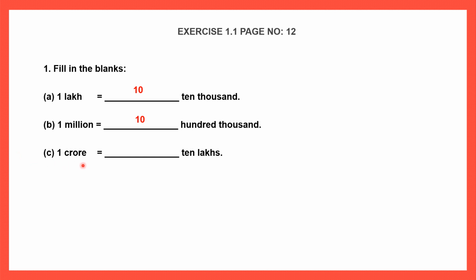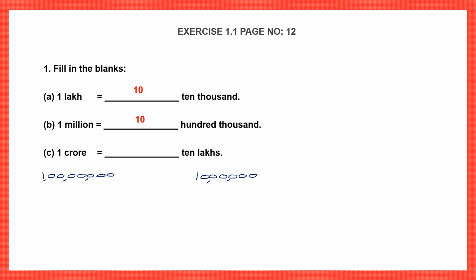Question C, 1 crore equals how many 10 lakhs? So first let's write down 1 crore starting with all the zeros. So we have ones, tens, hundreds, thousand, 10,000, lakh, 10 lakh, 1 crore. So this is the Indian system. So let's put our commas accordingly. So this is 1 crore. Now let's write down 10 lakhs starting from 0: ones, tens, hundreds, thousand, 10,000, lakh, 10 lakh. So we have 10 lakhs here.